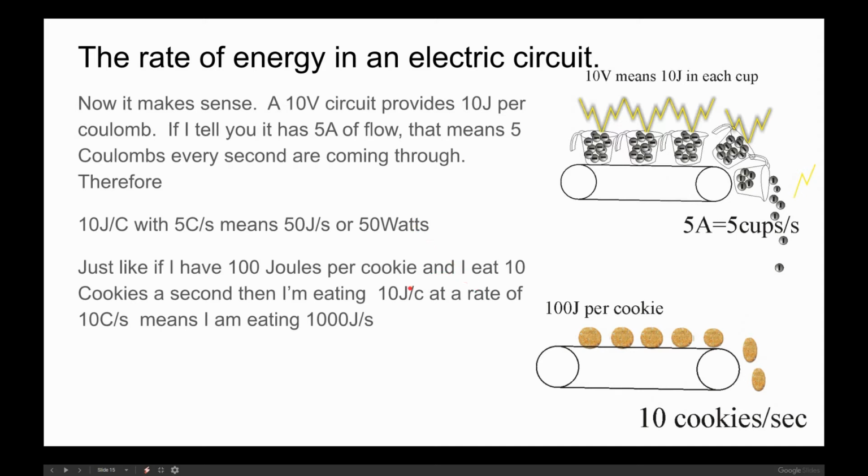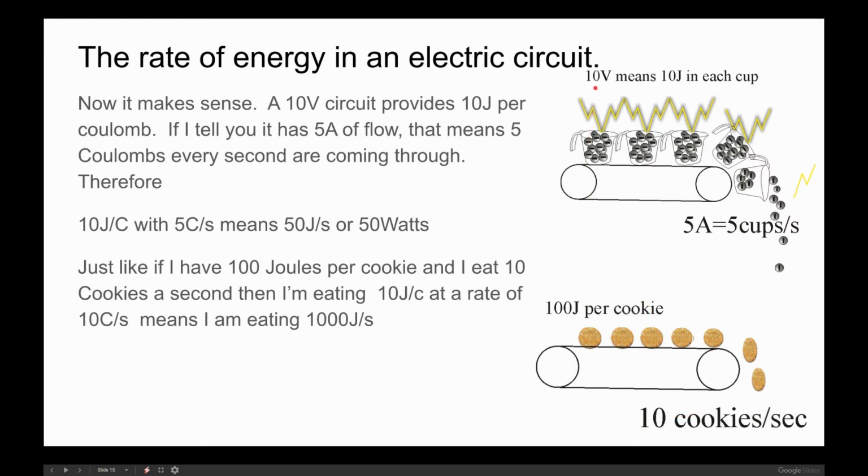So imagine if I have 100 joules per cookie, and I eat 10 cookies a second. Then I'm eating 100 joules per cookie at a rate of 10 cookies per second, which means I'm eating 1,000 joules a second. Just think about it. Much easier to look at this graphic and understand that 10 cookies a second, and if there's 100 joules per cookie, that's 1,000 joules a second, which is 1,000 watts.